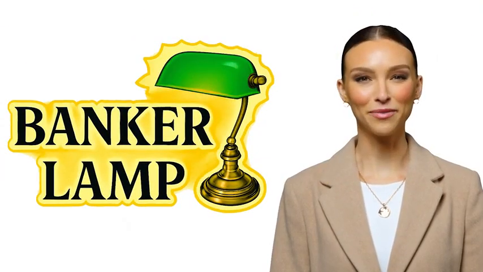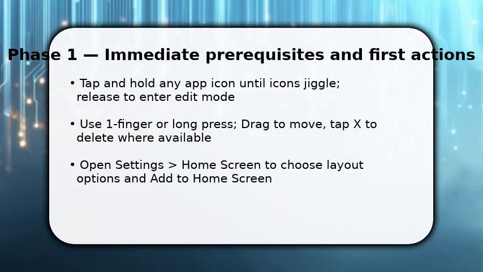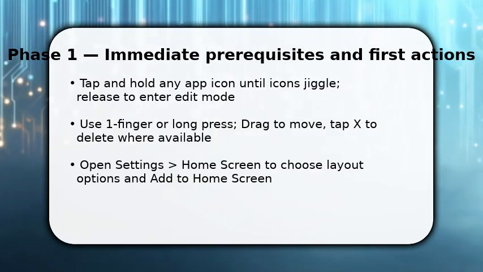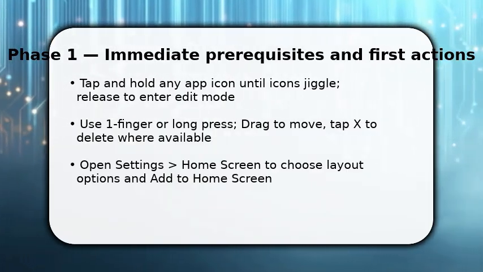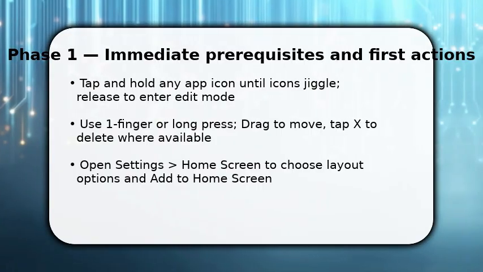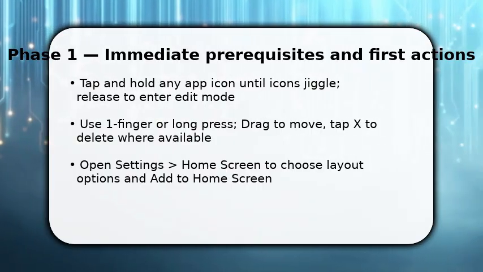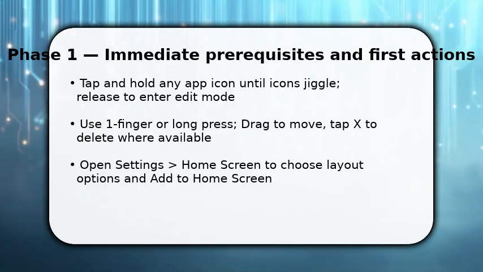Please enjoy the video. You begin by entering jiggle mode. Press and hold an app icon on the home screen until the icons wiggle. This is the first actionable step because it unlocks movement, deletion, and folder creation.